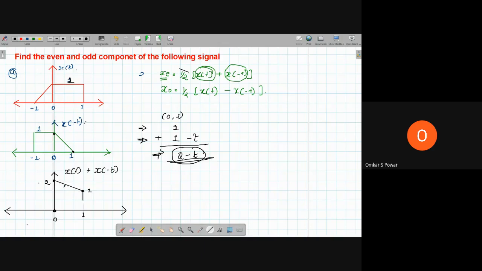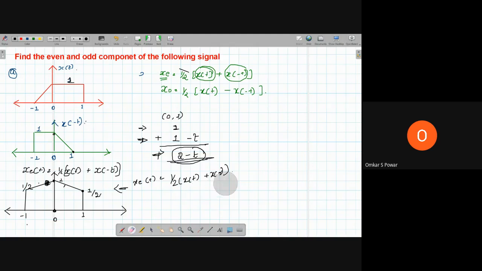Since it is an even function, it will be symmetric. So I need not draw this once again. So this will be 1 and this will be minus 1. But what we want, x even component, is equal to half of x of t plus x of minus t. So half of this value. So 1 by 2, 2 by 2 is 1 and 1 by 2. So this is your even component.